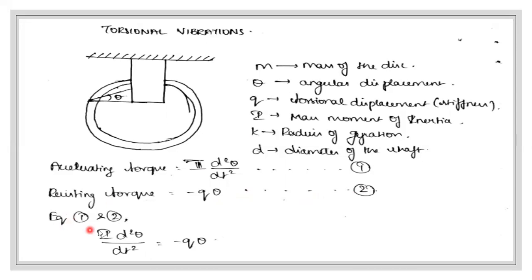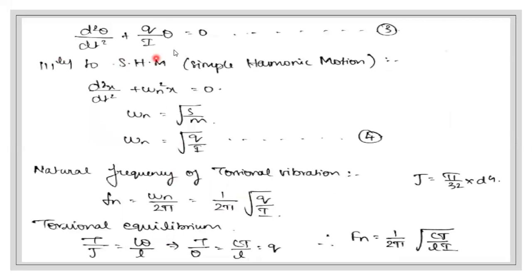Now we're going to equate equation 1 and 2. So I d square theta by dt square is equal to minus q theta. Next, we take the right hand side, minus q theta, to the left hand side, so it becomes positive, and then we divide the entire equation by capital I. Once we divide, we get d square theta by dt square plus q by I theta is equal to 0, and this is equation 3.